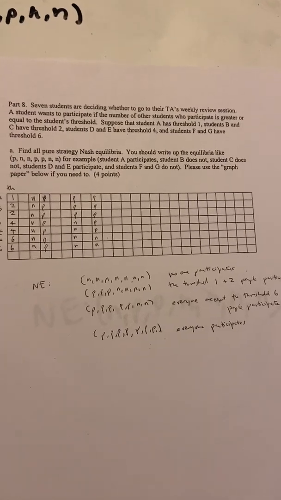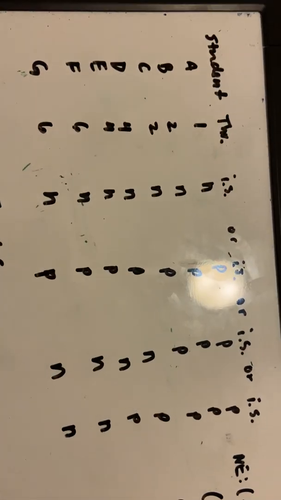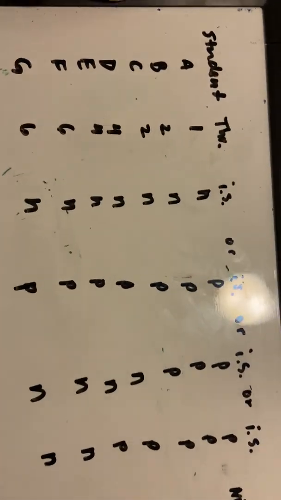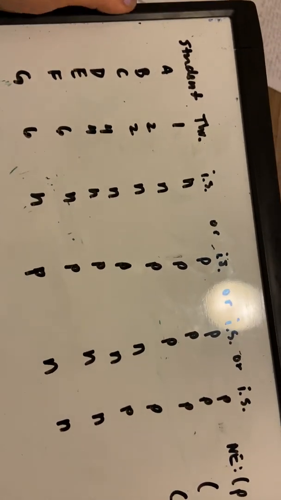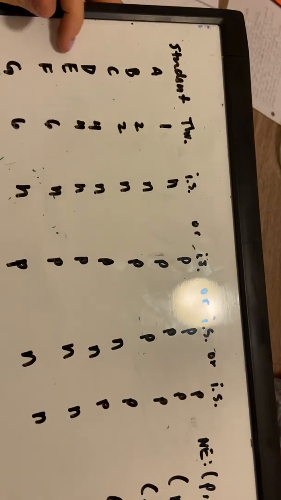This is part 8 of the 2008 final, section A. Here we're finding the pure Nash equilibrium when the students have these thresholds.